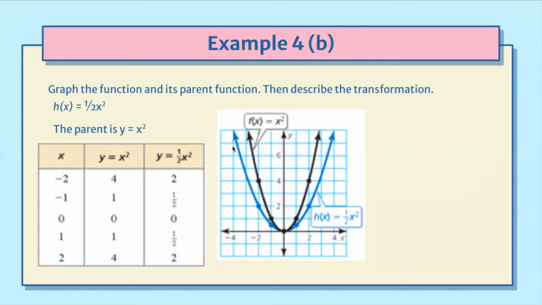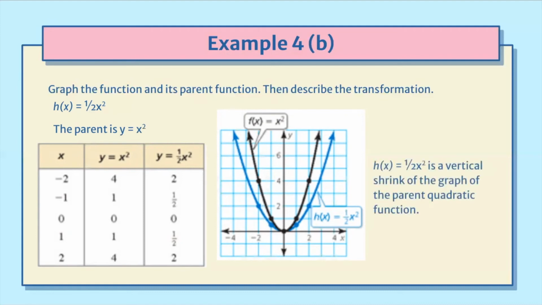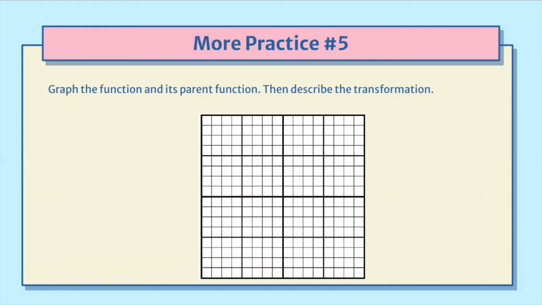Compared to the last graph that we saw, we can see that the transformed function is getting closer to the x-axis, which we can say is a vertical shrink. And this is proved by the equation, which has a 1/2, which is between 0 and 1. So we can say that h of x is a vertical shrink of the parent quadratic function.